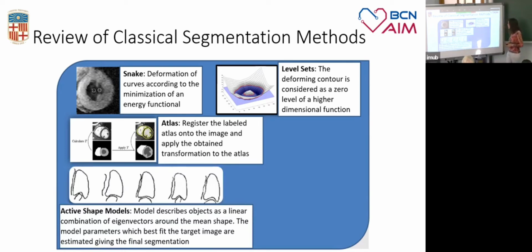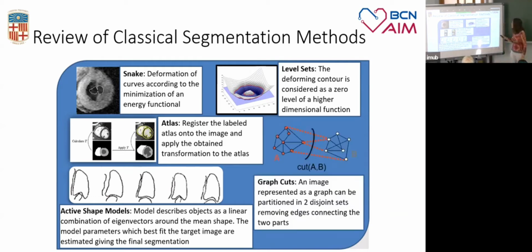Another type of segmentation is the active shape models. The active shape models describe objects as a linear combination of eigenvectors around the mean shape. The eigenvectors are the modes of variation of the shape. So, adjusting the parameters to fit the target image, we are able to get the final segmentation.